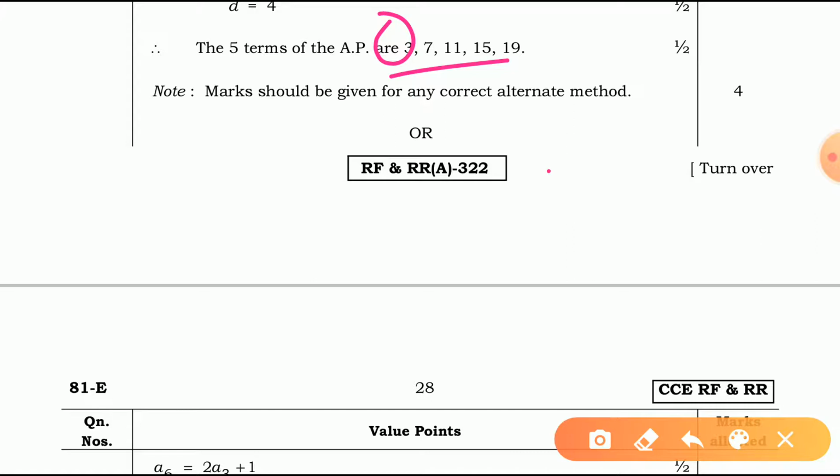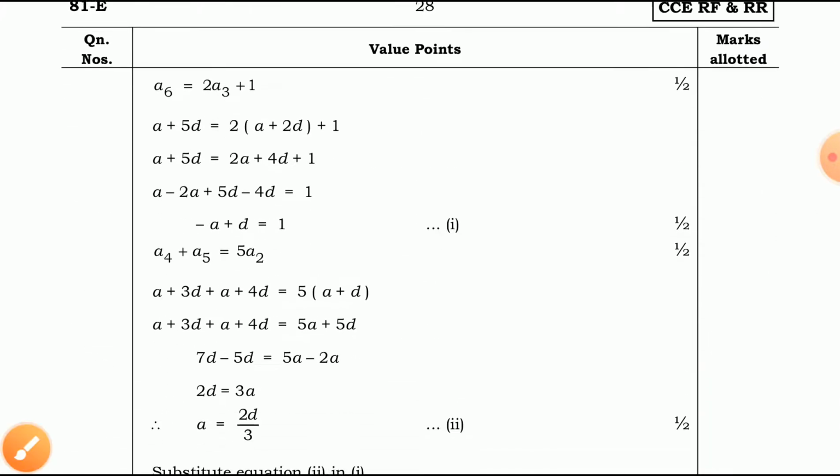Or if we consider an alternate method, one note is that marks should be given for any correct alternative method also. Next, the second question.